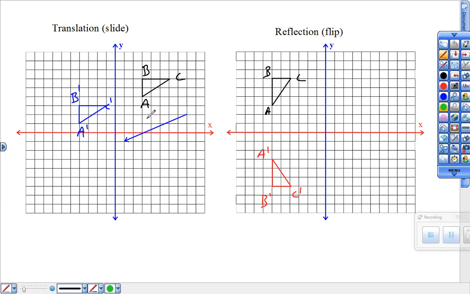Cow. The other kind of transformation is a flip, a reflection, where you count how many boxes on either side of the line you're reflecting, equal distance. The original A is 3 above that line I'm reflecting. The new A prime is 3 below. So know the difference between a slide, where the points just move, a flip, and then today's rotation.